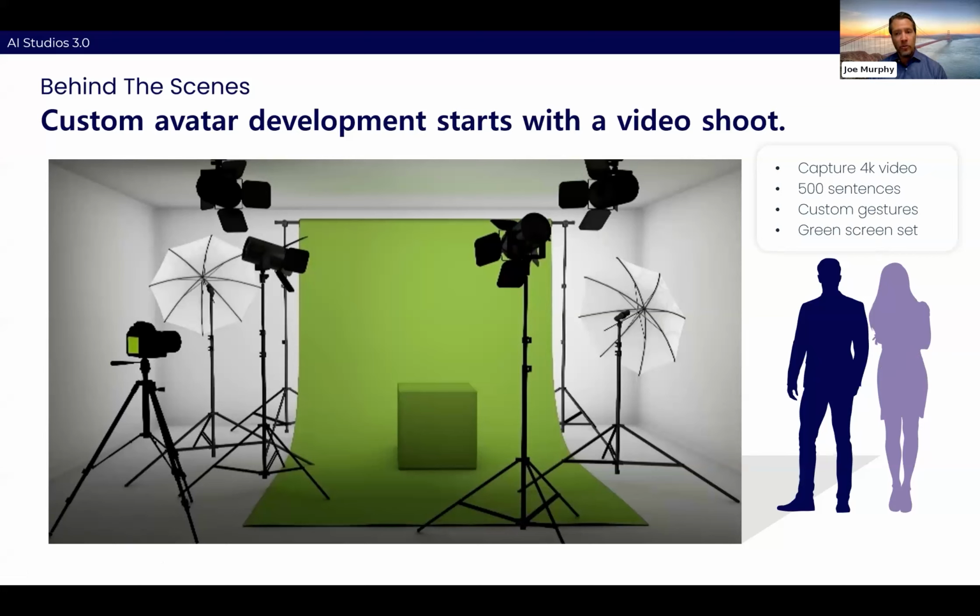Not all of them. We can do virtual people as well. But the majority of what we do is based on real people. And the way we do this is it starts with a video shoot in a studio with a green screen environment. We do a pretty standard 4K video shoot, straight on shot. We try to capture around 500 sentences of audio. We do custom gestures such as waving to the audience, pointing to things on the screen, and we also do natural hand movements. So with this, it's about a half day process to create the training data we need to build these hyper realistic models.